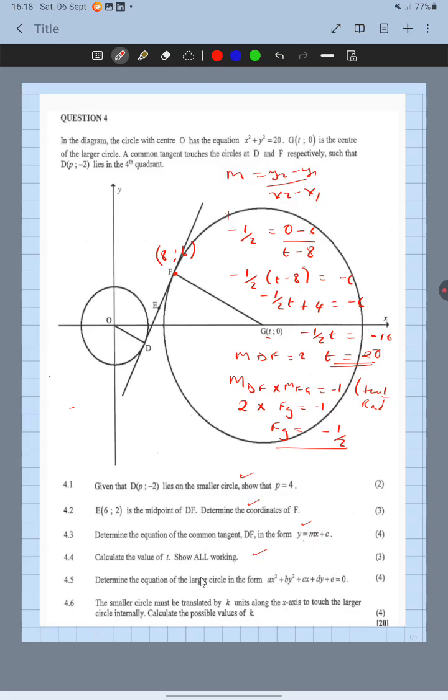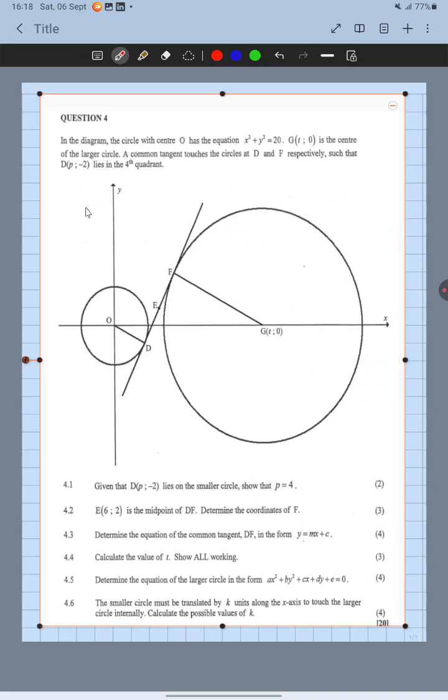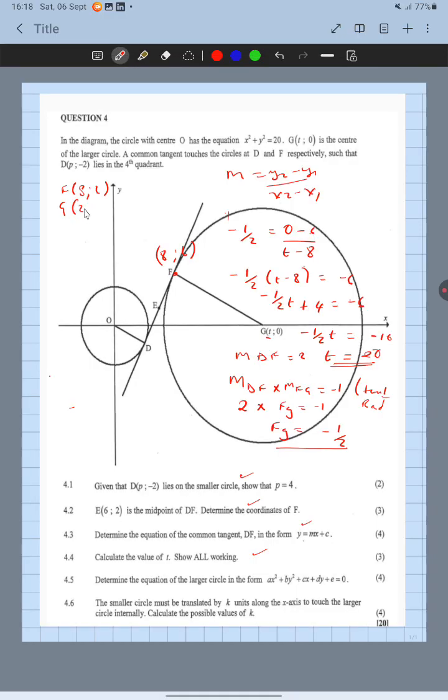Simple. Determine the equation of the circle in the form of this. So now we have to expand it, right? So what do we know about this circle? We know that it has this point here, which is point F, which is 8 and 6. And we also have the center, which is G, which is 20 and 0.